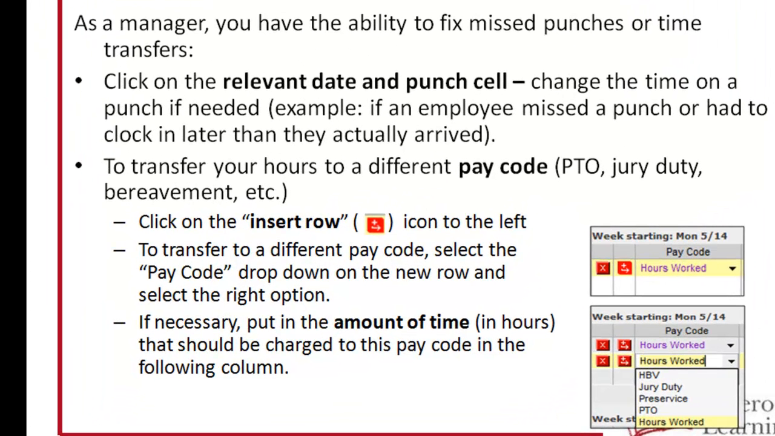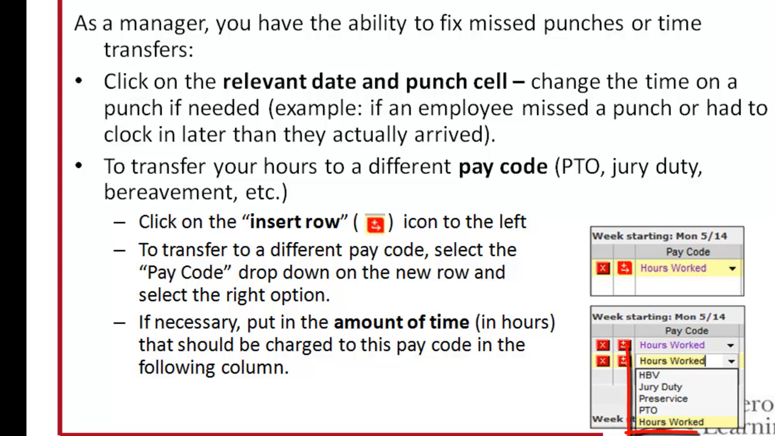In order to transfer hours to a different pay code, including PTO, jury duty, bereavement, etc., you can click on the Insert Row icon to the left of the date. So you'll be able to see this Insert Row icon as a small plus sign with an arrow right underneath it. If you're transferring pay codes within a day that an employee has also worked, you'll definitely need to add a row to be able to break out the hours worked from the different pay codes.